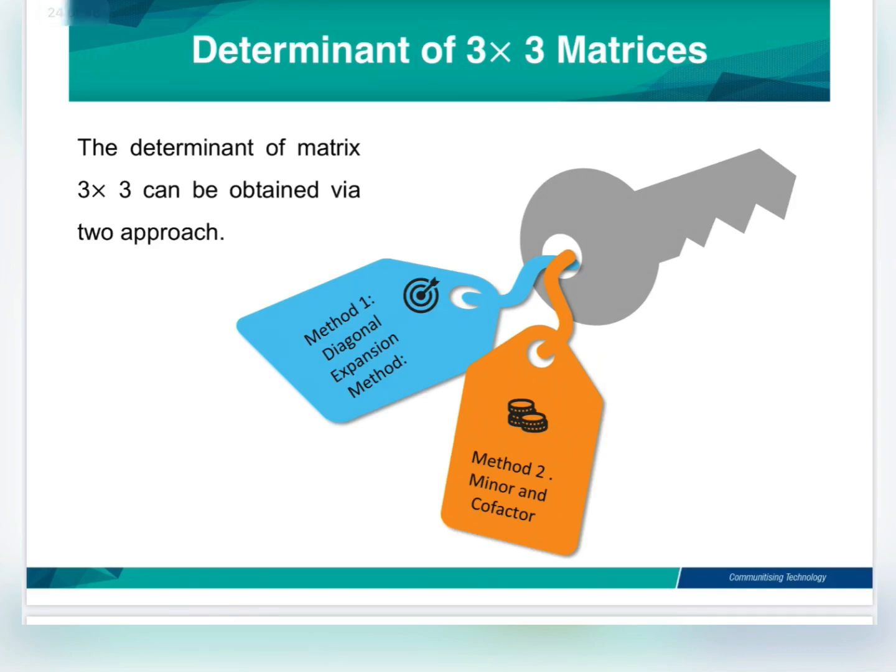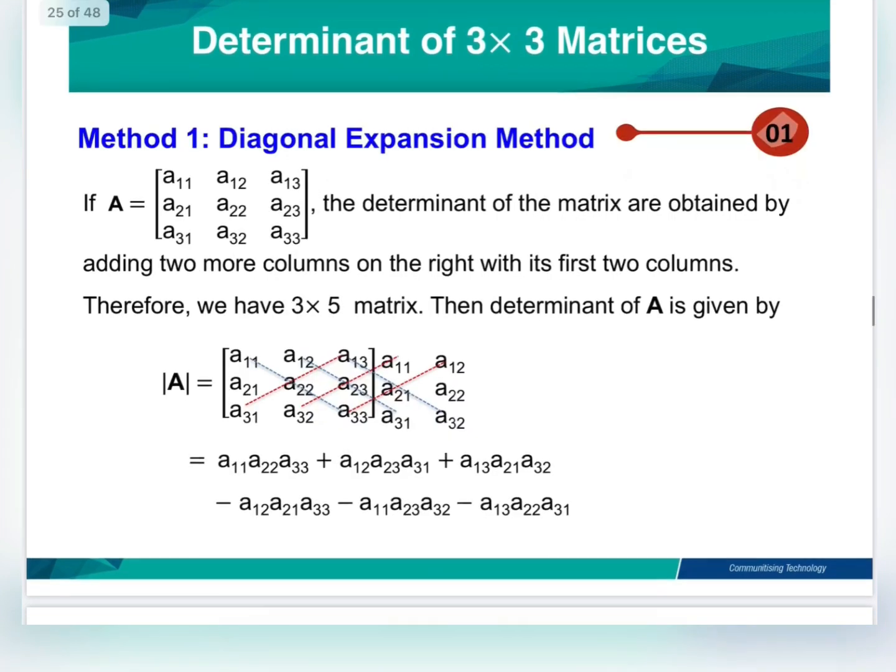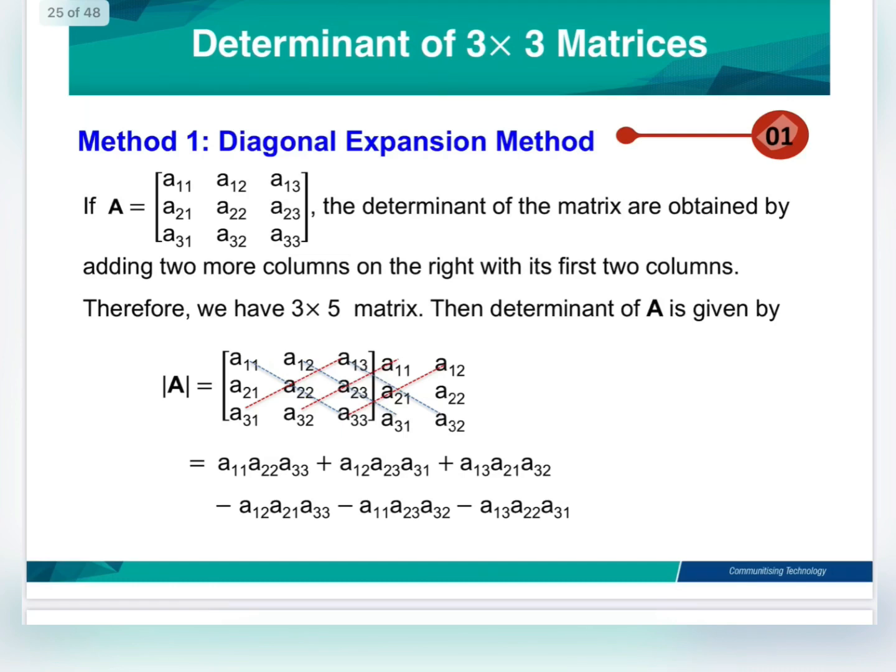Now let's look into the determinant of 3 times 3 matrices. There are two methods to determine the determinant of 3 times 3 matrices. Method 1 is what we call the diagonal expansion method. Method 2 is what we call minor and cofactor. Let's look into method 1, the diagonal expansion method.